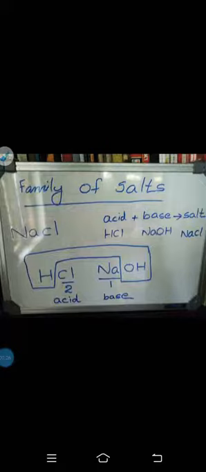NaCl. So in a salt, the first part, that is Na, is coming from the base, and the second part, Cl, is coming from the acid. So in a salt, the first part is from a base and the second part is from the acid.